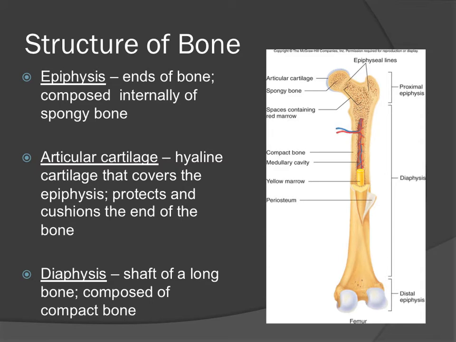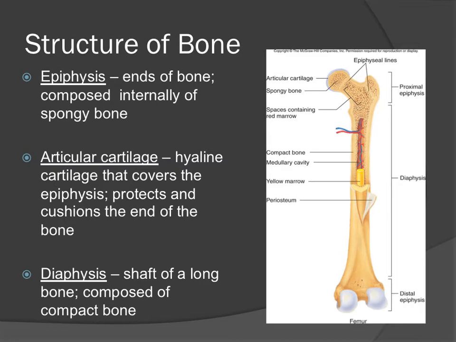Now the structure of bones. Here we have three different areas that we need to talk about: the epiphysis, the articular cartilage, and the diaphysis. The epiphysis, that is the end of the bone. Notice in the photo to the right, you see the epiphysis, and it is composed internally of spongy bone. So it has a rounded end, and it's basically the rounded end of a long bone.